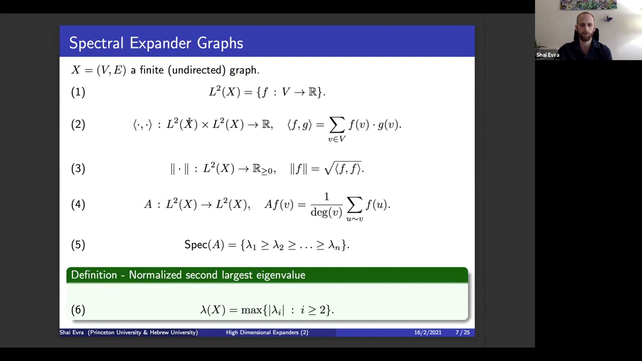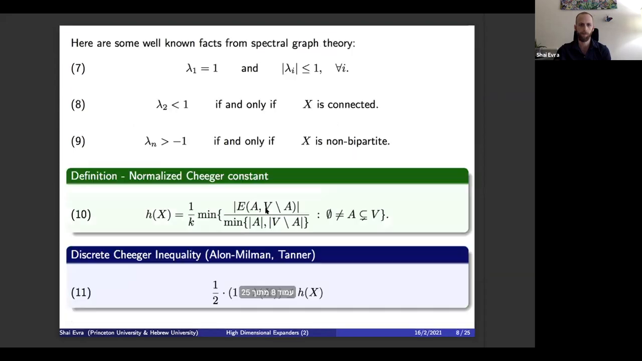This vector space has an inner product, and there is a well-defined norm coming from the inner product. A will be the normalized adjacency operator, normalizing by the degree of each vertex. And the spec of A will just be the set of the eigenvalues of A. And the maximum among all the eigenvalues apart from the first one will be called the normalized second largest eigenvalue.